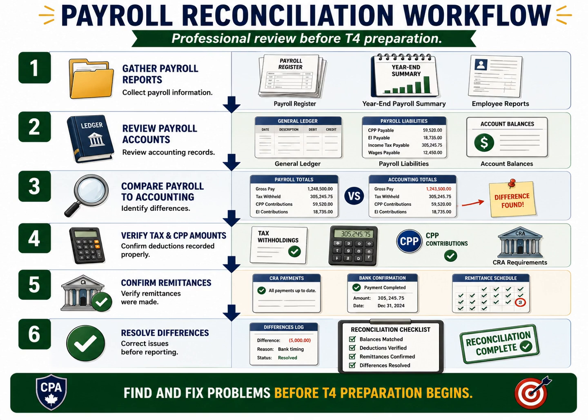The objective is not to produce T4 slips as quickly as possible. The objective is to produce accurate T4 slips. Accurate reporting begins with accurate records, and accurate records are achieved through careful reconciliation. The key lesson from this slide is that payroll reconciliation is a systematic review process. Gather the records, review the accounts, compare the information, verify deductions, confirm remittances, resolve differences. Then, and only then, proceed to T4 preparation.